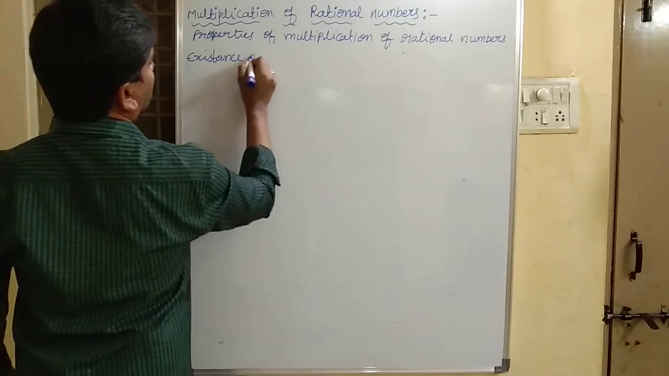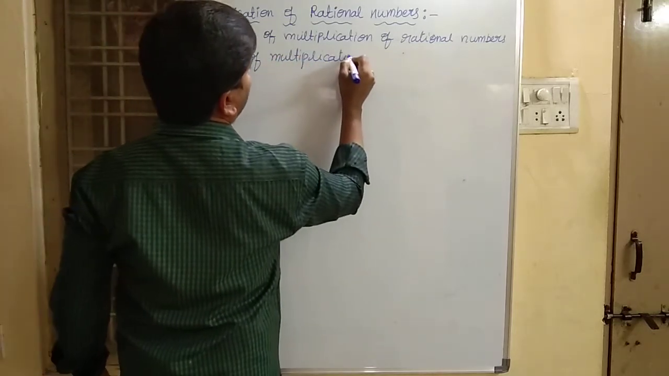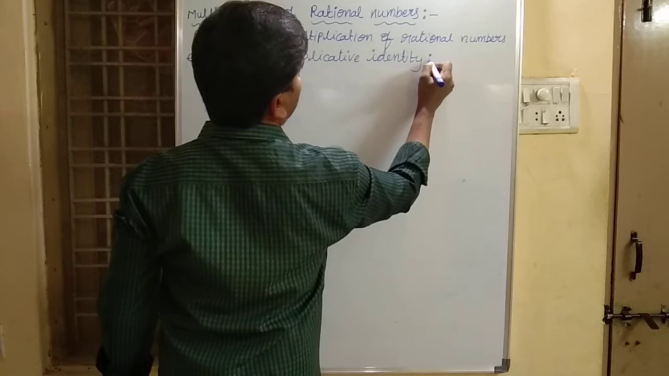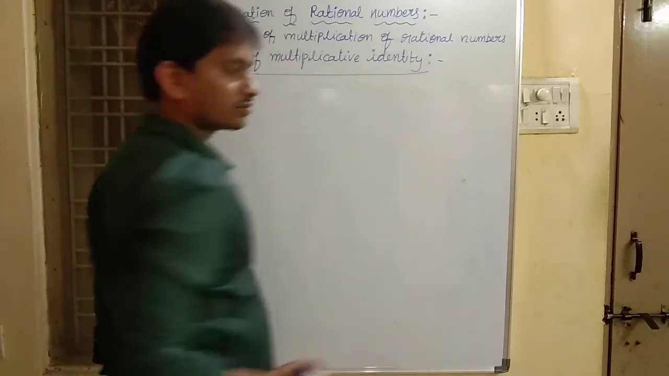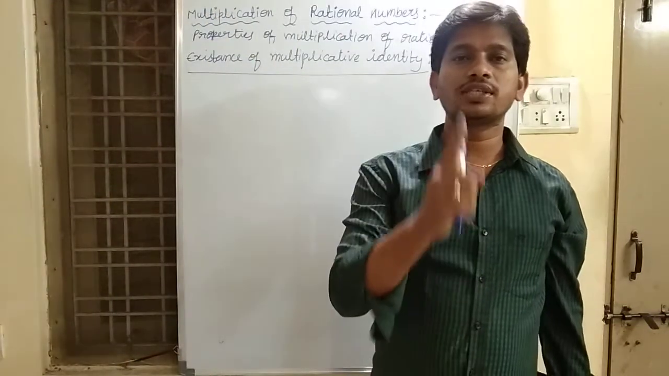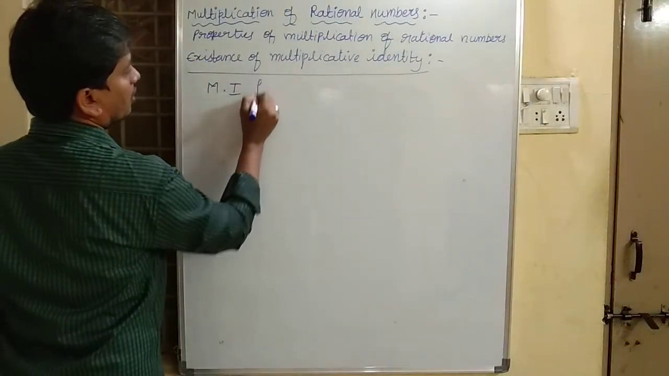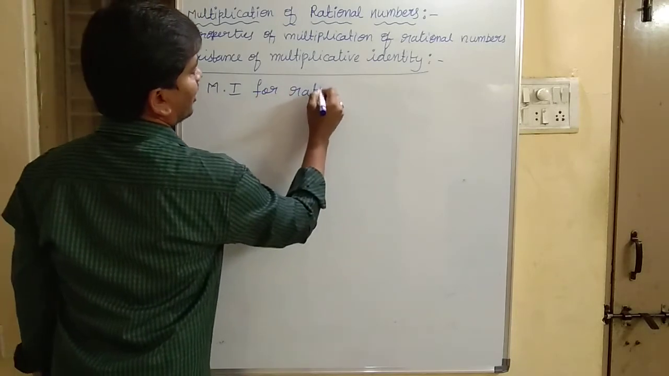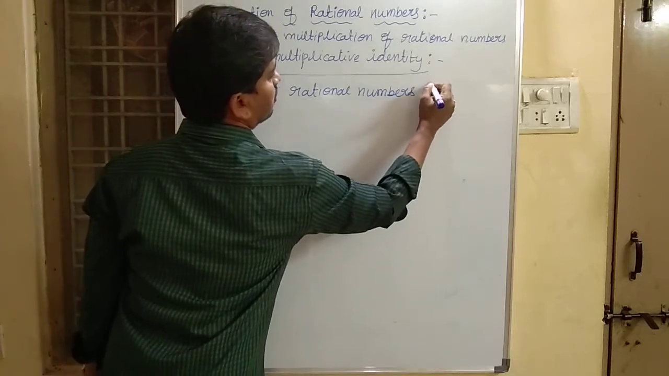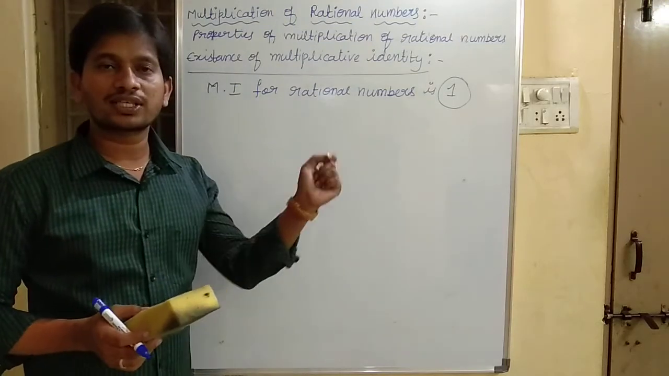Existence of multiplicative identity. The multiplicative identity for rational numbers is 1. What is the multiplicative identity? The multiplicative identity for rational numbers is 1.